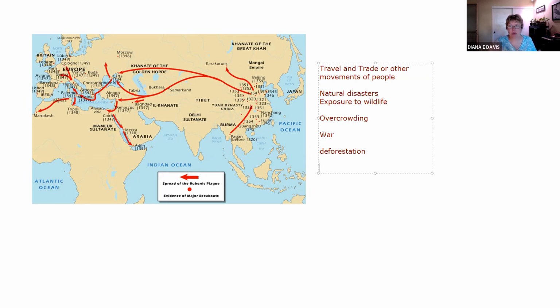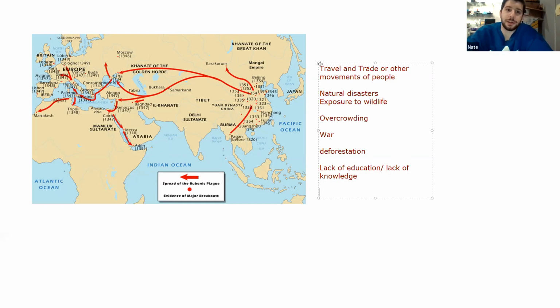When we talked about the Black Death, would lack of education be a part of it? Lack of education is something that we see that contributes to the COVID pandemic, absolutely. However, during the Black Death, we didn't even understand germ theory yet. So lack of knowledge, let's say. I believe they were under the miasma theory. Yes, tainted air. That's exactly what people believed at this time. And we're going to talk about the miasma theory in a little bit.